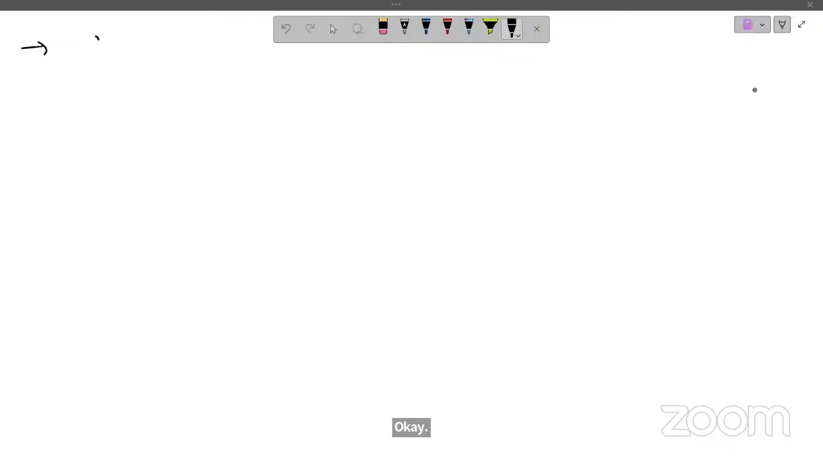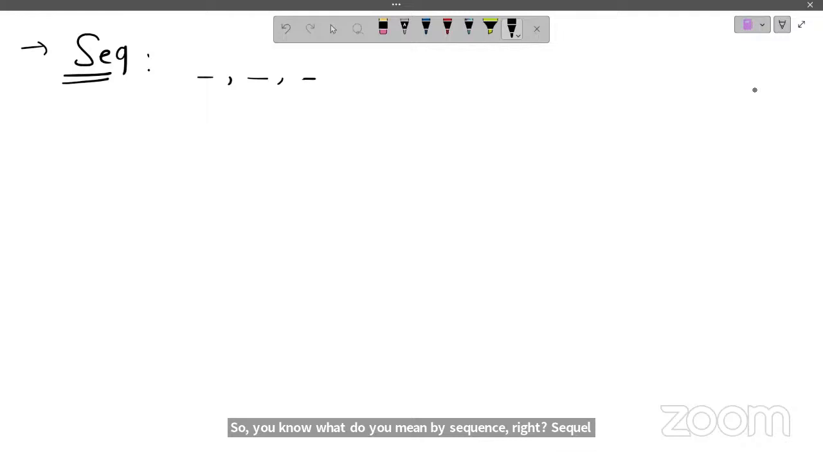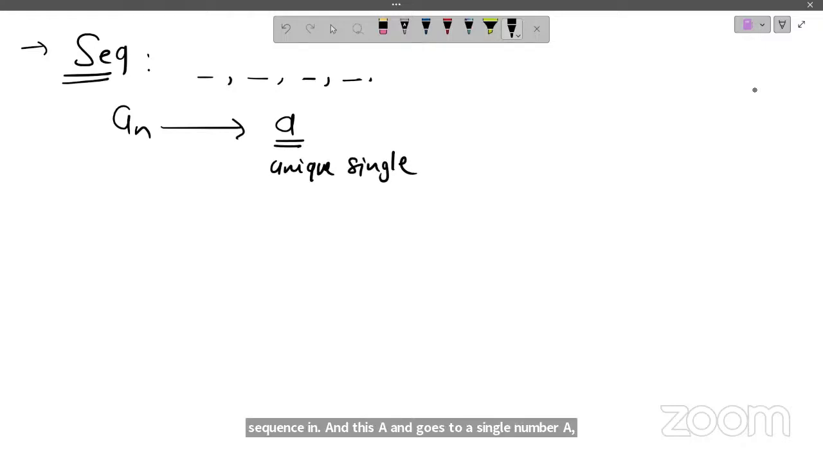So, you know what you mean by sequence, right? Sequence is just converging and diverging ones. Yeah, convergent and divergent ones. Okay. So, suppose you have a sequence an, and this an goes to a single unique number a, closer and closer to a as our n goes to infinity. You understand this meaning, right?